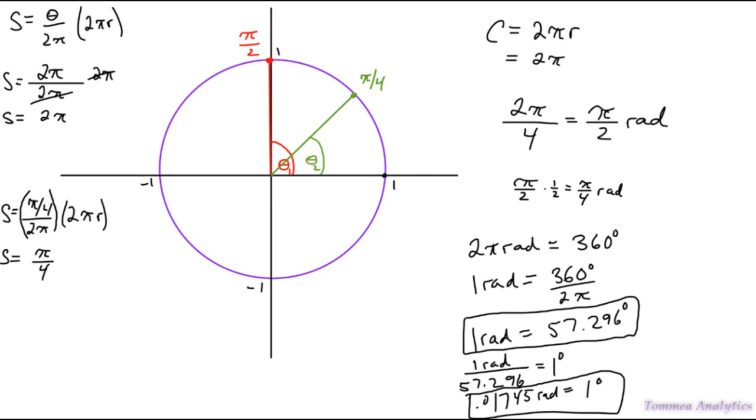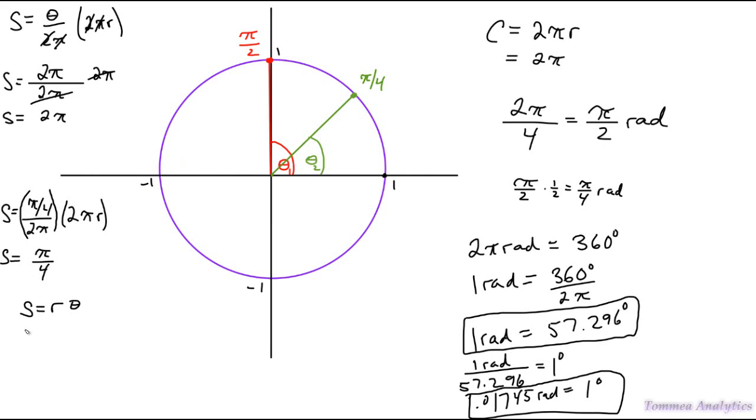Now one last thing I want to show relates to this equation again. If we do some algebra on this equation, we can cancel out the pi's and the 2's, and what we get is S is equal to theta times r. This is a very familiar equation for arc length. S, the arc length, is equal to the radius of the circle, which is 1, multiplied by theta.